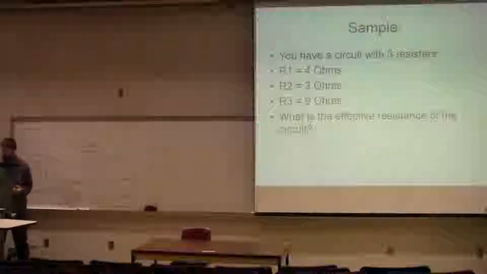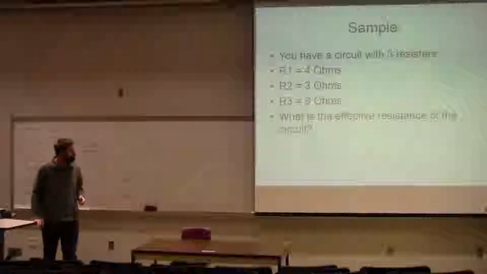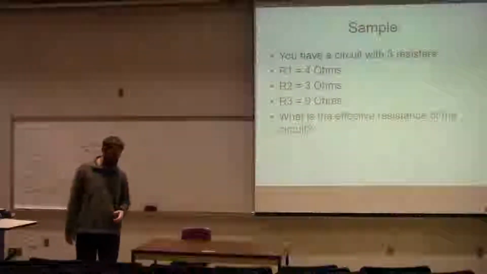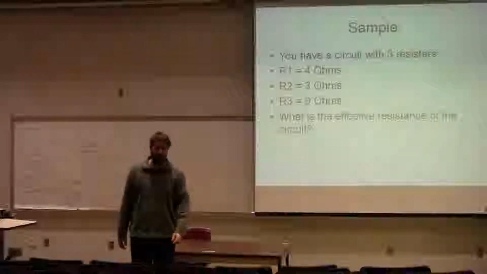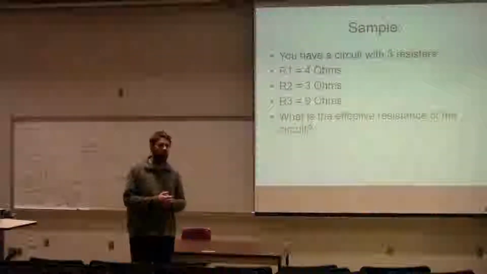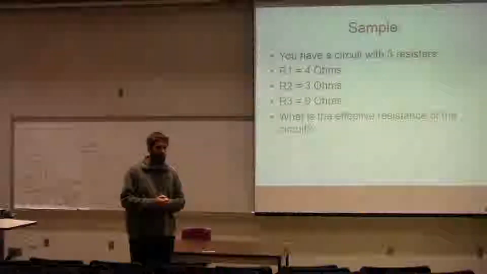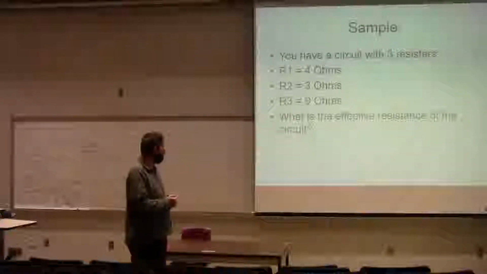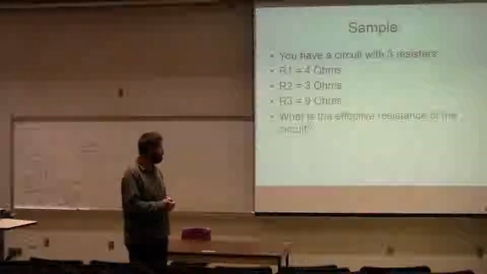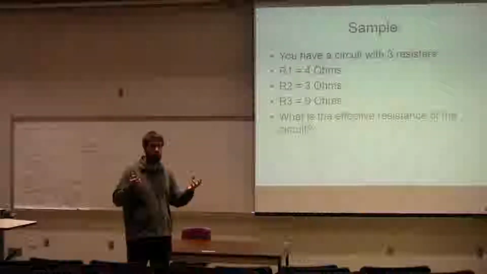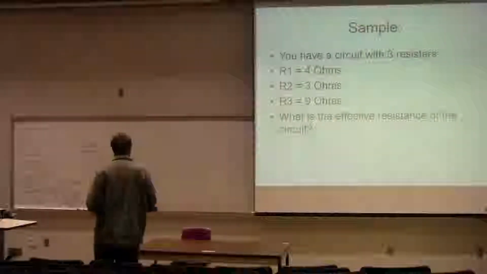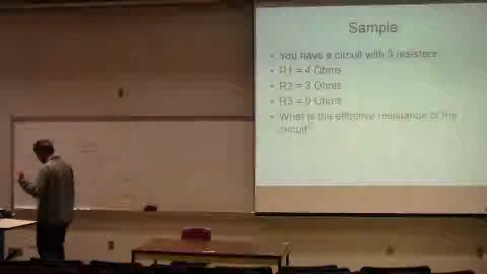All right, so let's have a circuit with 3 resistors, 4, 3, and 9. What's the effective resistance of the circuit? Hopefully you don't even need to grab your calculator, do the math, and hopefully you're done. R effective is equal to R1 plus R2 plus R3, which is 4 plus 3 plus 9, which equals 16. So my effective resistance is 16.